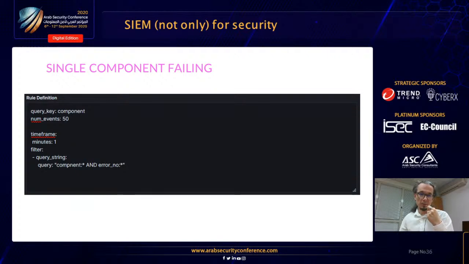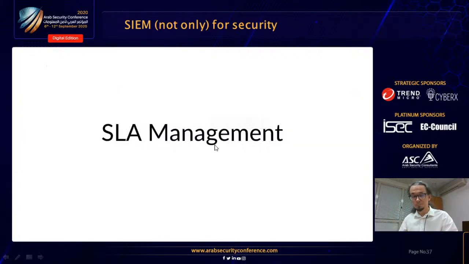And here we have the example of a single component failing. If we have this component, which might be, for example, a library or part of an application, or even a different application, we are counting the errors and grouping them by component. If there are more than 50 errors, meaning the number of events is greater than 50, then the alert is triggered per component. Of course, we are grouping per component.